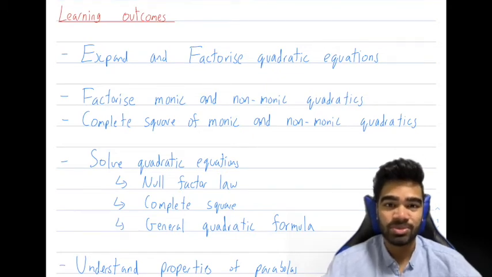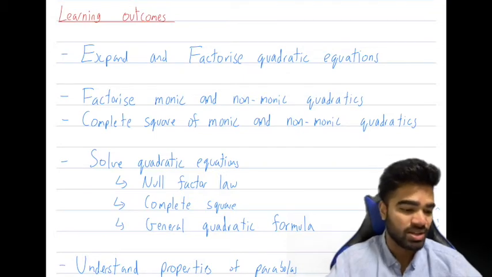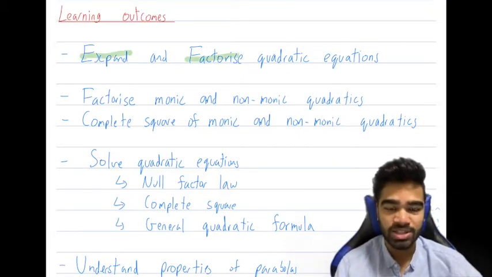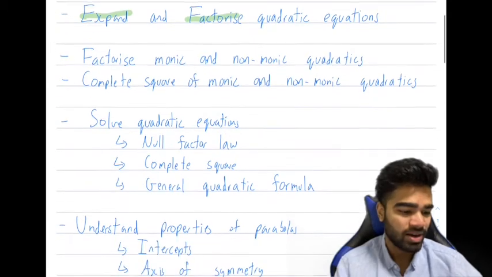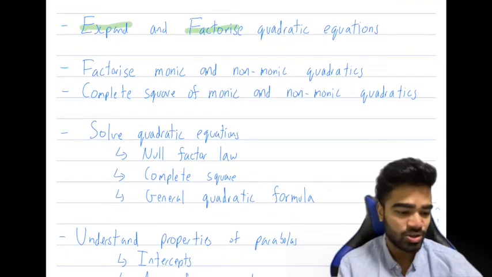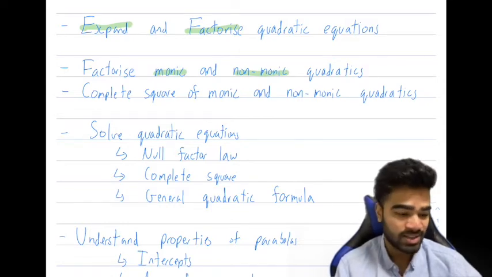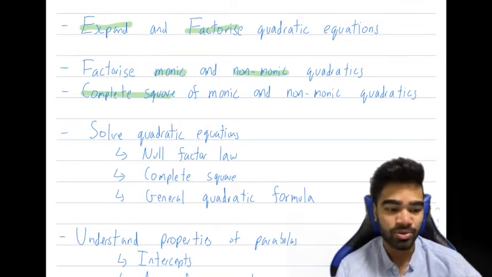So let's jump straight into what you should know after you finish this section. So first things first, you need to be able to expand and factorize quadratic equations. So expanding is getting rid of brackets, factorizing is putting into brackets. That's kind of my definition for it. Right? So an extension to that, you need to be able to factorize monic and non-monic quadratics. So we'll talk about what that is. And similarly, you need to also be able to complete the square of monic and non-monic quadratics.